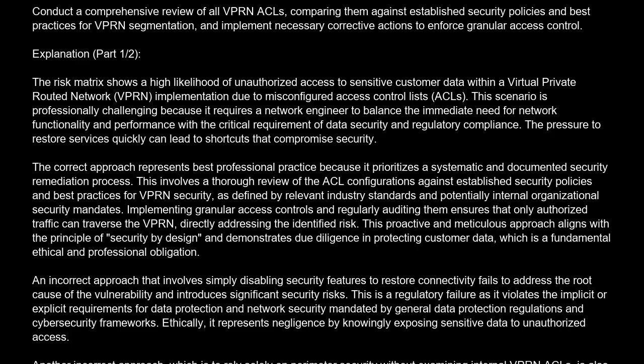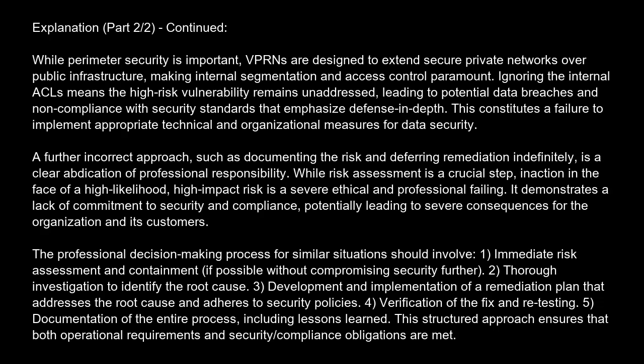Another incorrect approach, which is to rely solely on perimeter security without examining internal VPRN ACLs, is also professionally unacceptable. While perimeter security is important, VPRNs are designed to extend secure private networks over public infrastructure, making internal segmentation and access control paramount. Ignoring the internal ACLs means the high-risk vulnerability remains unaddressed, leading to potential data breaches and non-compliance with security standards that emphasize defense in depth. This constitutes a failure to implement appropriate technical and organizational measures for data security.